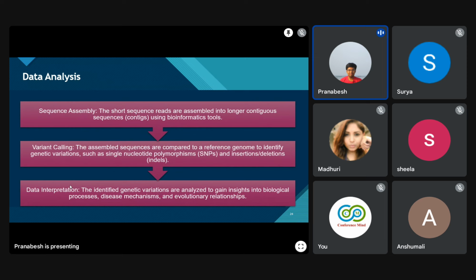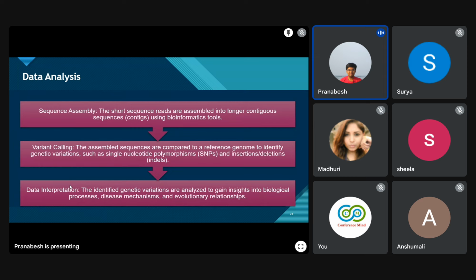So in the variant calling, the assembled sequences are compared to the reference genome to identify the genetic variations. There is some kind of database, right, where a reference genome is already stored. So we just compare the sequence with the reference sequence to identify the genetic variations, such as single nucleotide polymorphisms or indel variants.